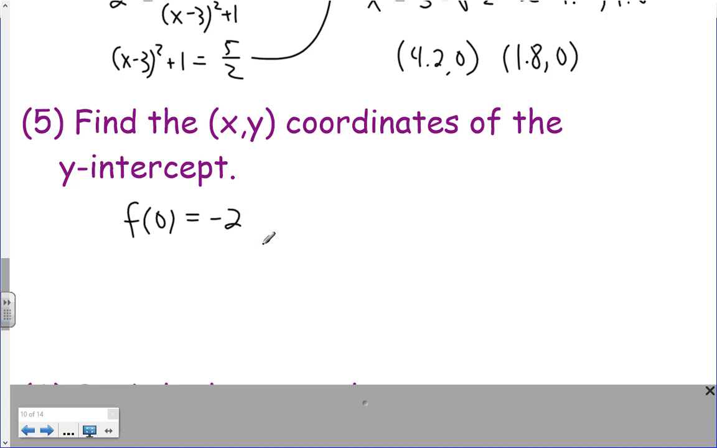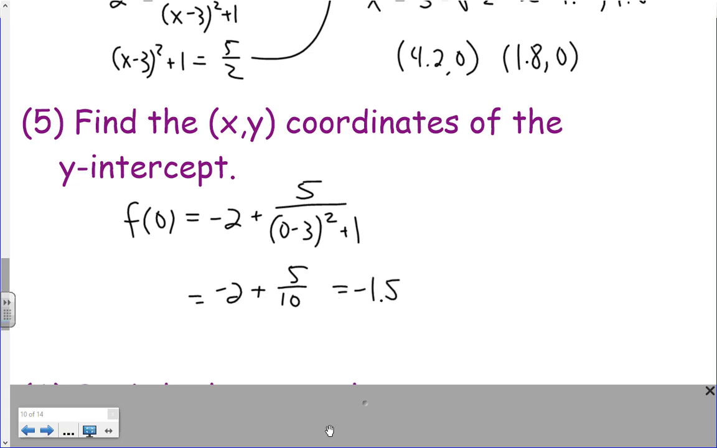We have a negative 2 plus 5 over, again, I'm going to use that vertex form that we wrote down, so 0 minus 3 squared plus 1 is what we'd have there. And so what do we end up with here? We've got a negative 2, negative 3 squared is 9, plus 1 is 10, so that's 5 over 10. Well, that's just a half, so negative 2 plus a half is a negative 1.5, right? So that would give us a y-intercept at 0, and then negative 1.5 would be our y-intercept.